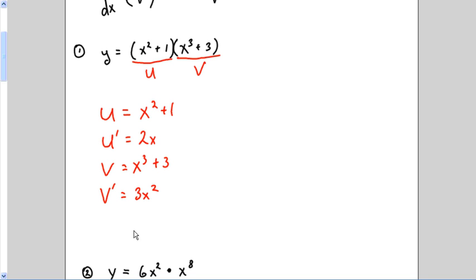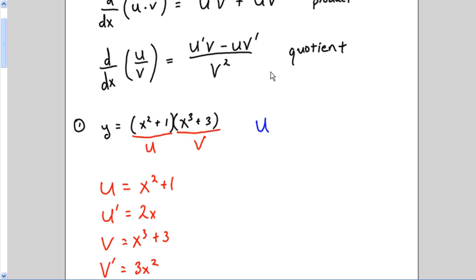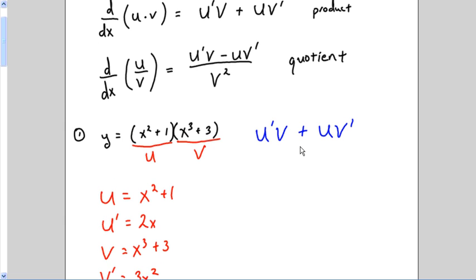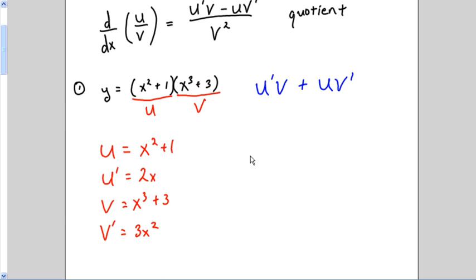So now all we have to do is think product rule. What's our formula? The formula for the product rule is u prime v plus u v prime. Now all I'm going to do is fill in my equation. According to what I've done, u prime is 2x times v, which is x cubed plus 3, plus u, which is x squared plus 1, times v prime, which is 3x squared.